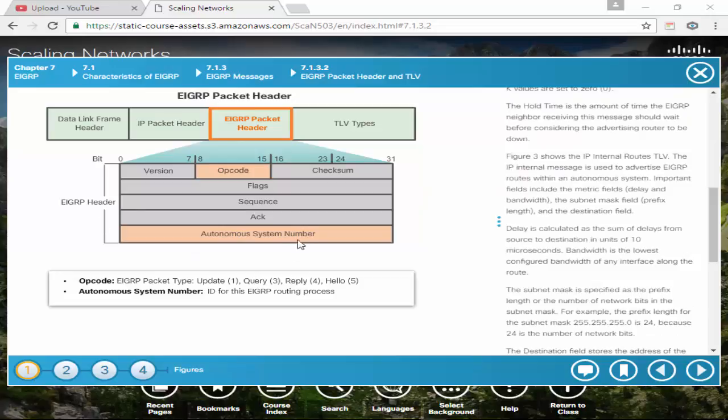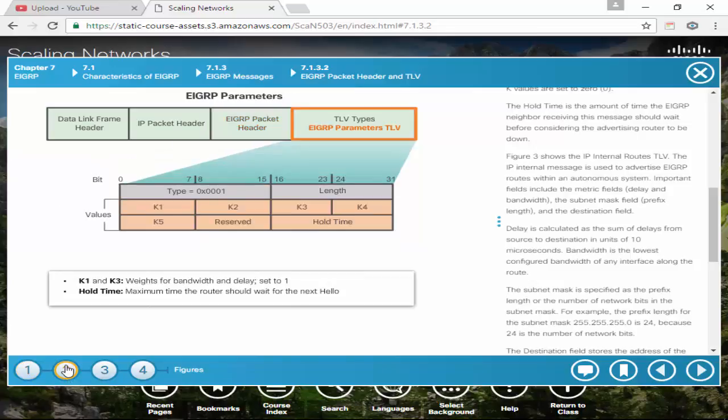So it's showing us the opcodes, shown before. The autonomous system number in EIGRP is probably the most important number. It's what allows us to form these neighbor relationships, so that's probably why it's important in that part.